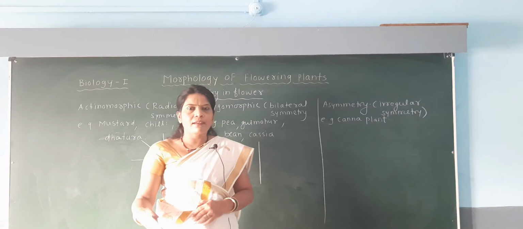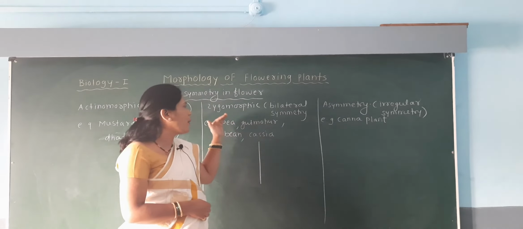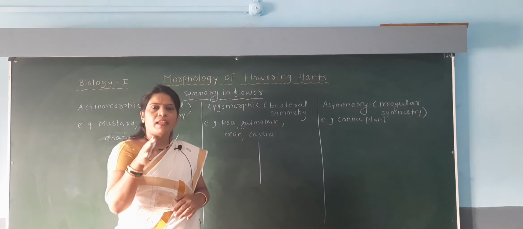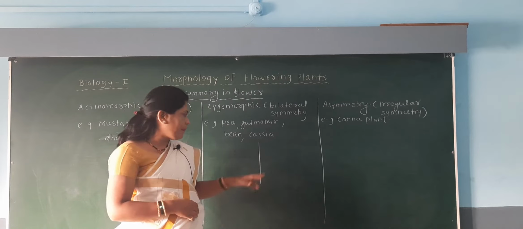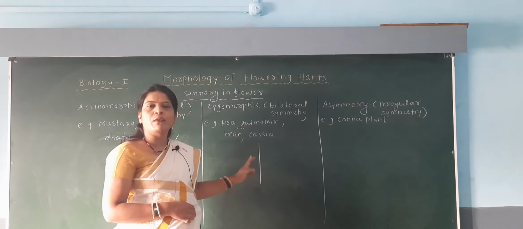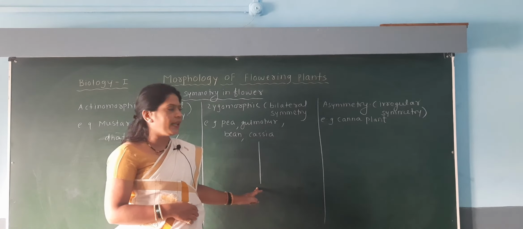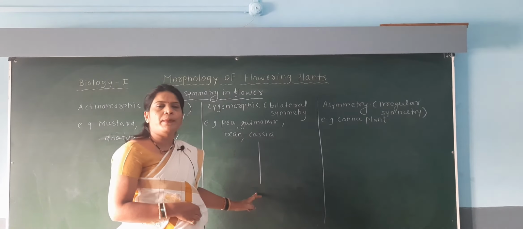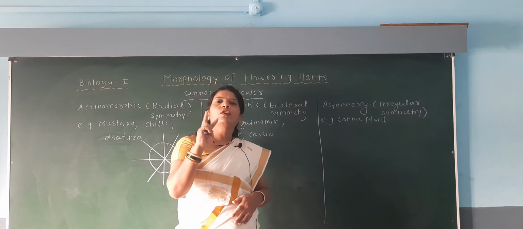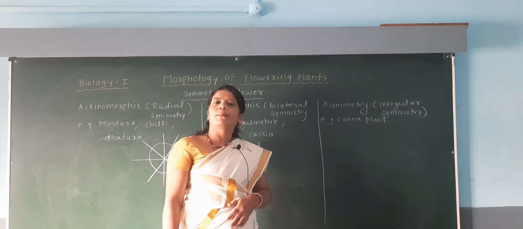But in bilateral symmetry, or another name for it is zygomorphic symmetry, that flower should be cut by a vertical plane. That flower should be cut by a vertical plane, an anterior-posterior plane, and then you will get two equal halves or parts of the flower.